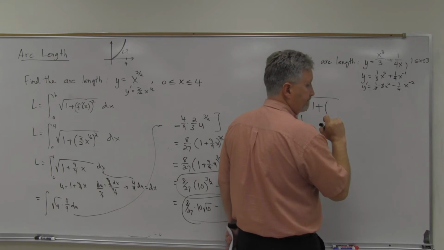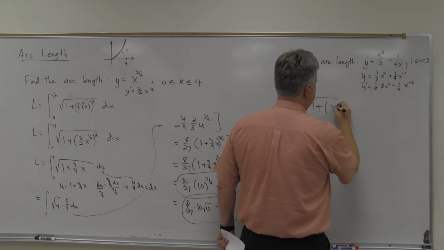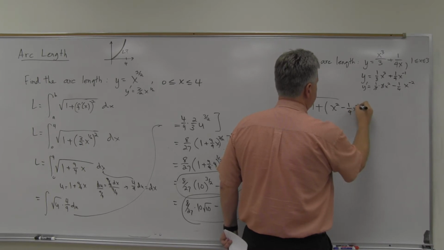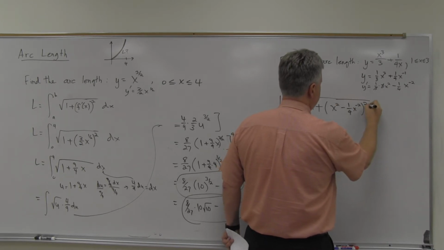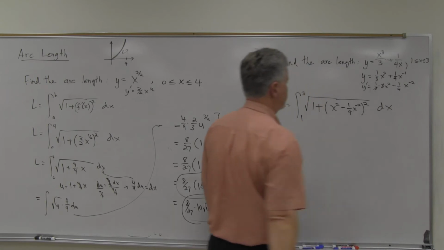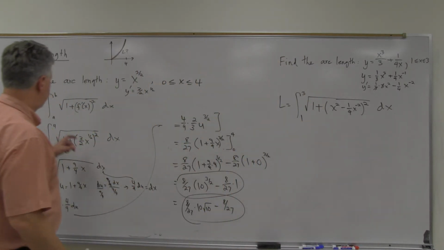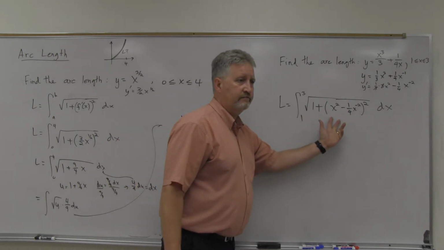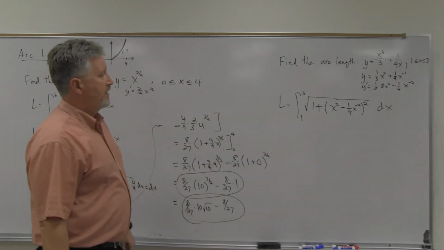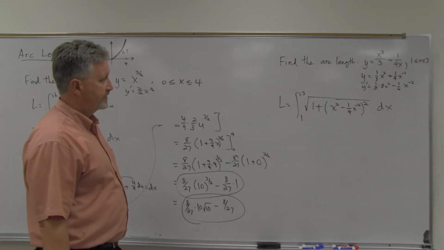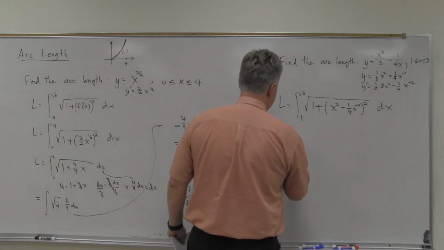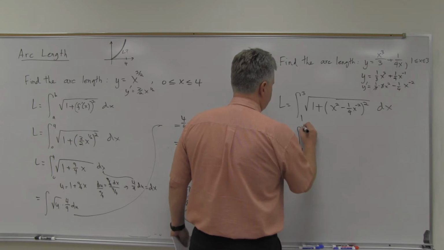Right? So the derivative is x squared minus 1/4 x to the minus 2. So arc length is the square root of 1 plus the derivative squared. So that's what I've done here. Okay. Well, let's just go ahead and square that derivative out.